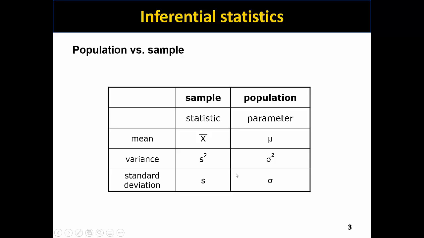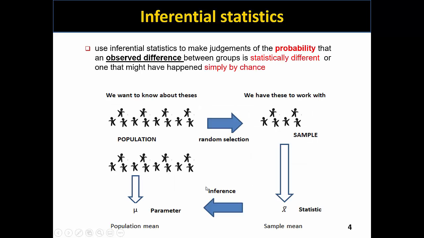Now, if we obtain a sample, which is more likely the case, then we have different symbols. So X with a bar on top is what we use for the sample statistic of the average or the mean. The sample statistic symbol of S squared is the symbol for the sample variance, and the square root, simply S, is the sample standard deviation.